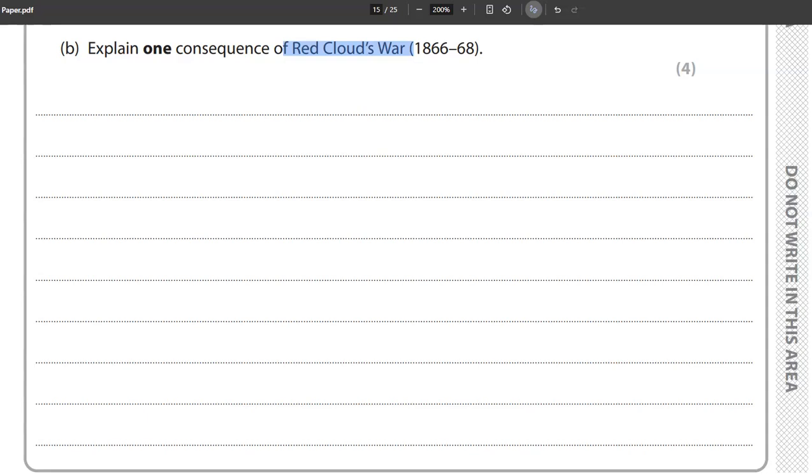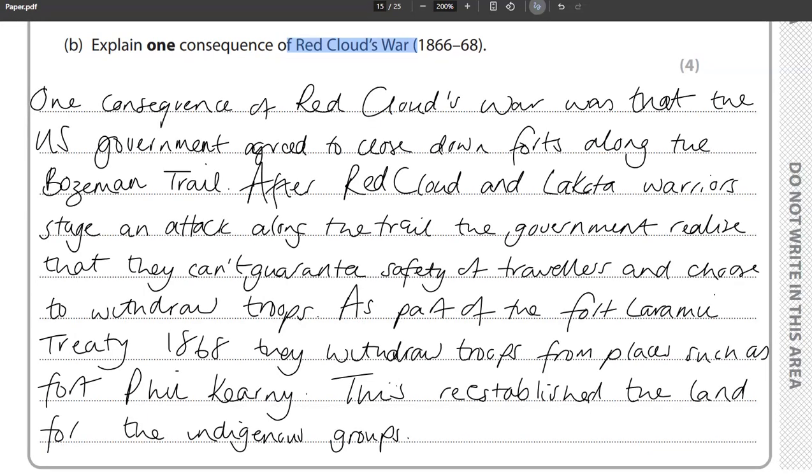And so what we're wanting to do then is think, well, after that conflict, what happens? Well, after the conflict, we see things like the Fort Laramie Treaty of 1868. We also see the closing down of the Bozeman Trail. So let's have a look at how you would write this as an answer to get 4 marks.